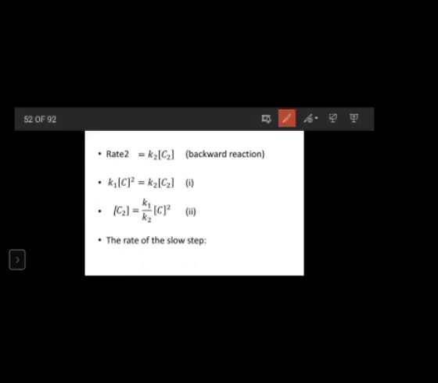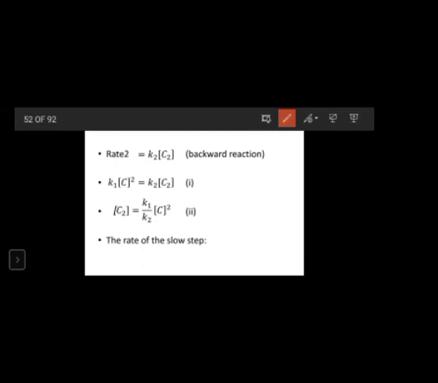Now let's go to the backward reaction. When it's coming back, the reactant is C2. It reacts and goes back because it's an equilibrium. And what is reacting is the C2. The K for that reaction is K2. And I told you it's an equilibrium reaction. So the first and the second one are equal. So you equate them and say K1 into C raised to power 2 is equal to K2 into C2.